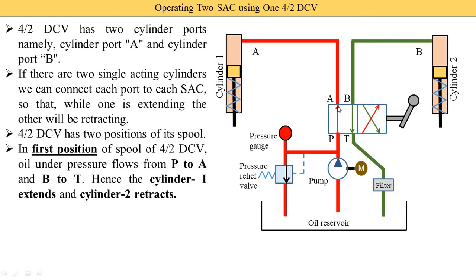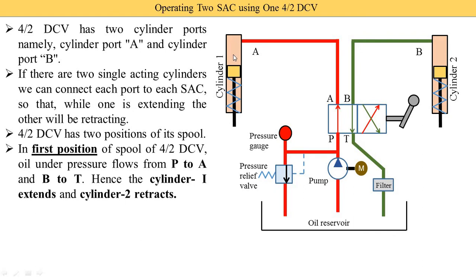From the P port, oil is supplied to the A port. Okay, that means this pressurized oil goes through the A port and follows these pipe connections. Here, red color is used for the pressure line, as well as for a high pressure line or a supply line, and this oil is entering cylinder 1.